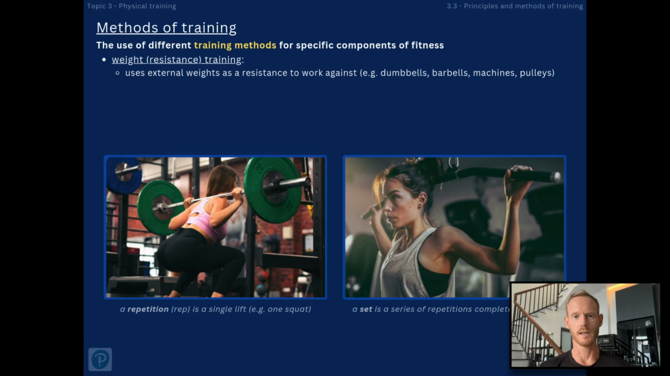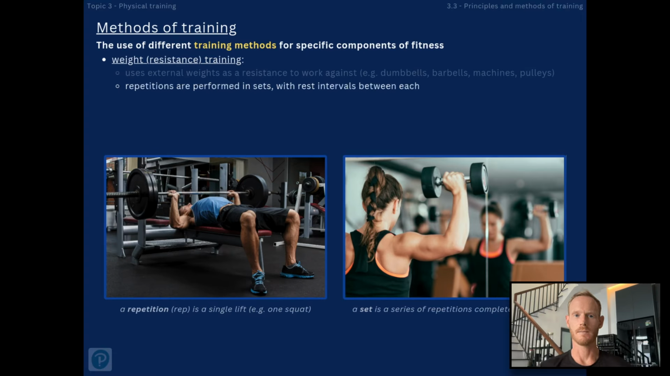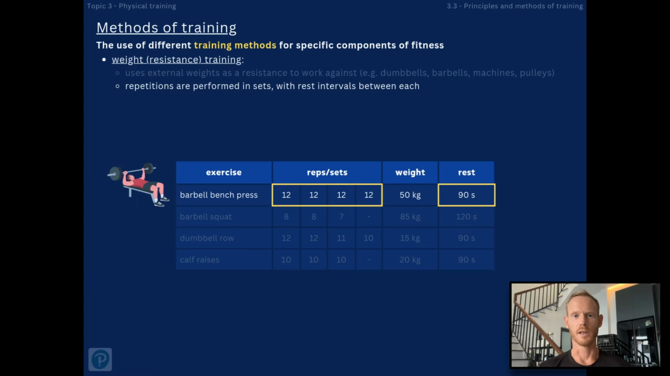Weight training or resistance training uses external weights as a resistance to work against. For a given exercise, someone using weight training will typically perform several sets of consecutive repetitions with rest periods between each set. For example, 4 sets of 12 reps on bench press with 90 seconds rest between each set. Weight training can be used to target several fitness components, including strength, muscular endurance, and power. It's therefore used by a range of athletes, including weightlifters, long-distance cyclists, and sprinters.